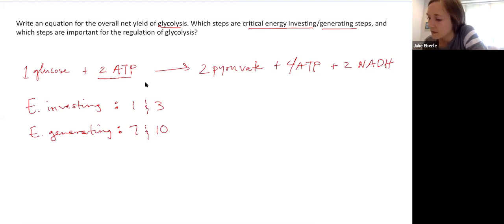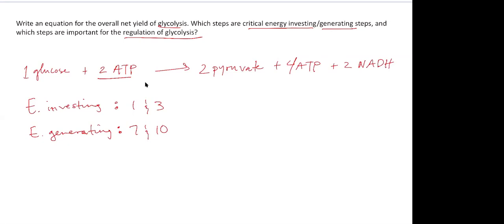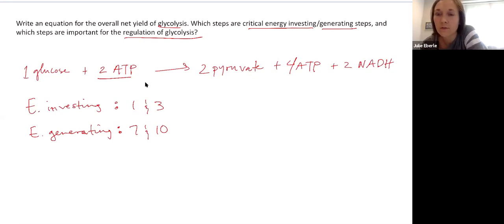Now, which steps are important for the regulation of glycolysis? These have to do with those first 5 steps. There were 2 enzymes that I mentioned that are important for the regulation of glycolysis. And why do we want to heavily regulate this? Because we don't want to waste energy and resources in the body. We don't want to go through making all this pyruvate.